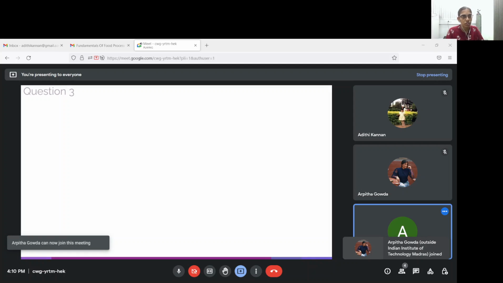So moving on to the next question. In a cyclone separator, the lighter particles take dash to settle. A shorter time, B longer time, C very short time and D equal time. So any clue what could be the answer? You could either unmute yourself or you can post it in the message chat.